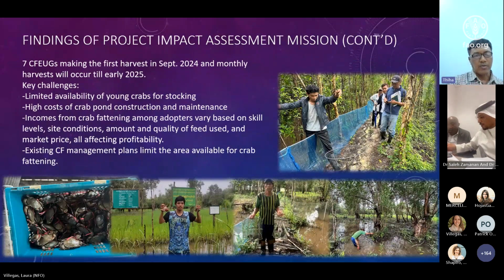We witnessed that all CFUGs are doing well with their business implementation plans. They have already harvested the first catch of the crab. The following catches will follow until early 2025. Next, please.